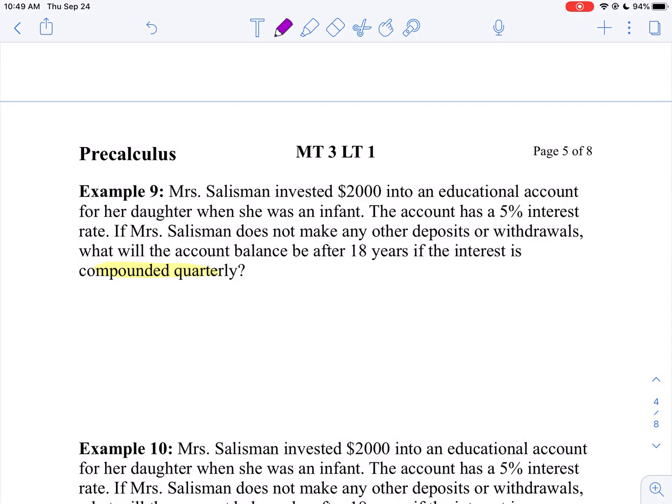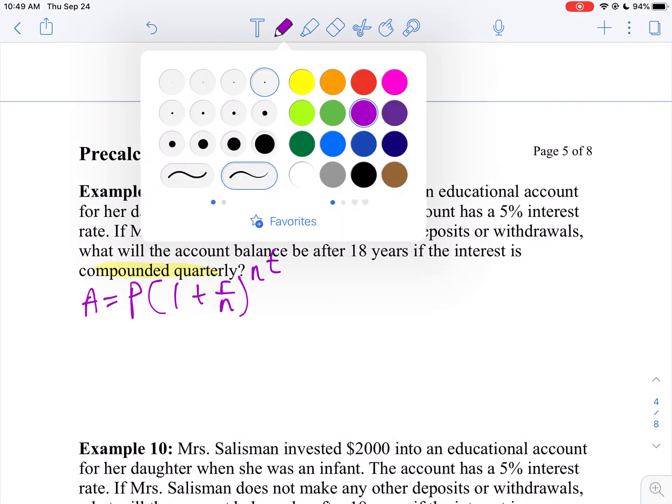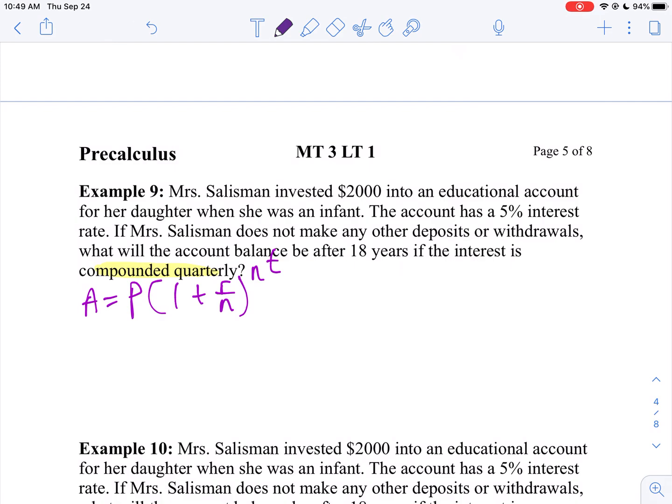So in other words, let's write down our formula. A equals P times 1 plus R over N raised to the NT power. Let's write down what we know. Well, P is how much money she's going to put into her account. So P is 2,000. R is going to be your interest rate, which as a decimal is 0.05. N is quarterly, which is 4. T is the time in years, which is 18.